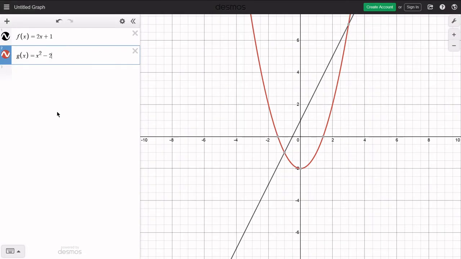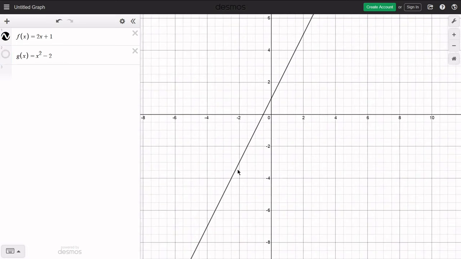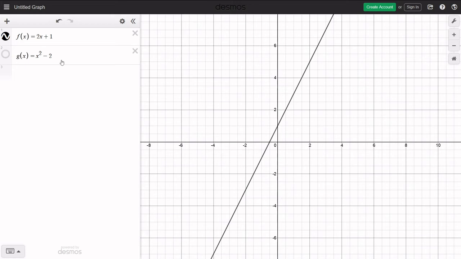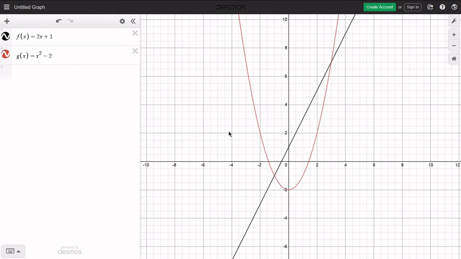So for instance, we have two functions here. We have f of x equals 2x plus 1 and g of x equals x squared minus 2. This function here, f of x, is 1-to-1, whereas g of x is not 1-to-1. That's because I can draw what's called a horizontal line test. I can do the horizontal line test by drawing a horizontal line.